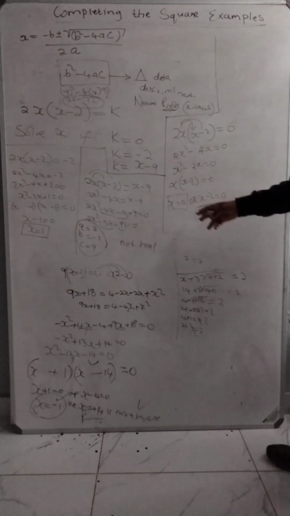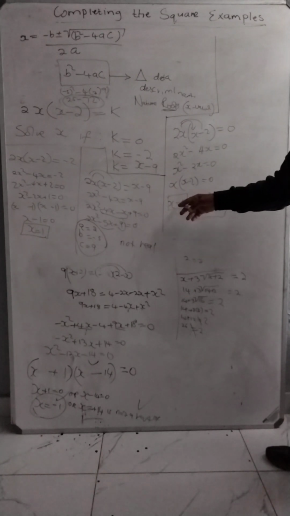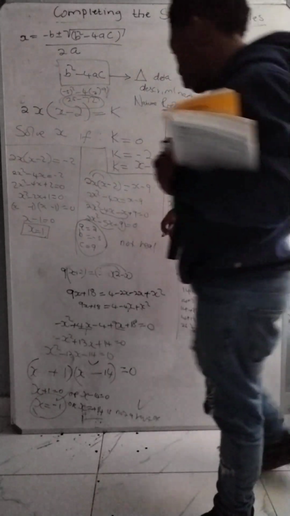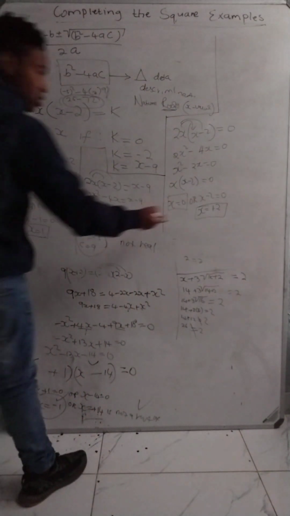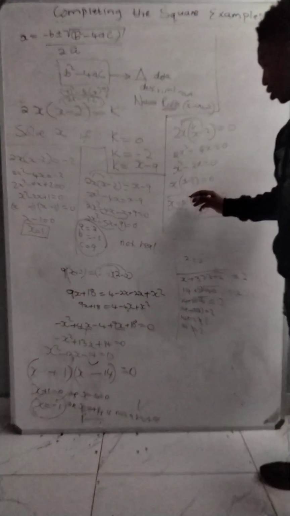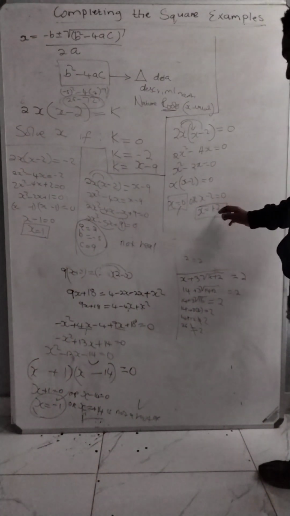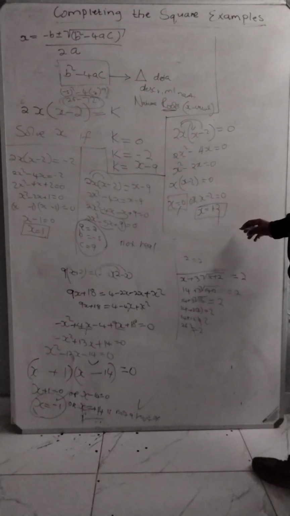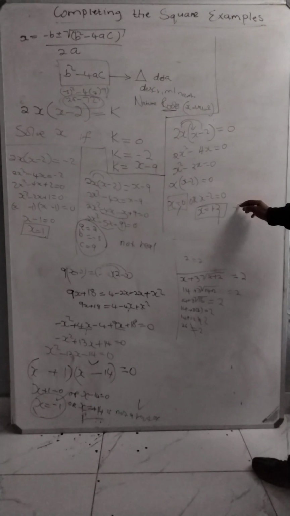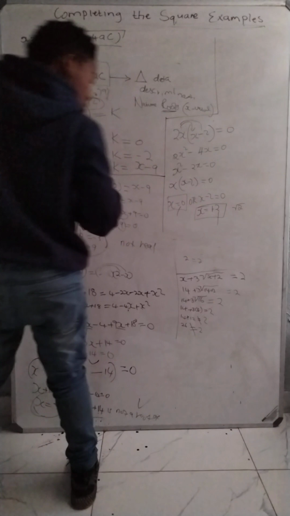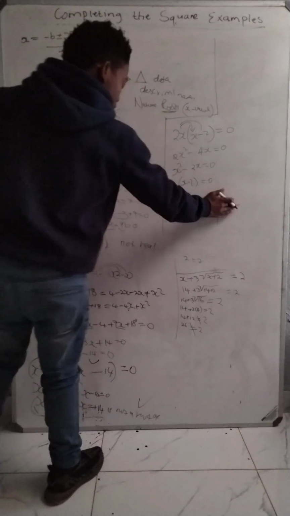Here, the roots are real because they are equal to 0 and they are a positive number, and it's a perfect square. This one is not a perfect square, sorry. So this is a perfect square. This is not a perfect square because the square root of 2 is not a perfect square. But then this is a real number. 2 is a real number, so your roots are actually real.